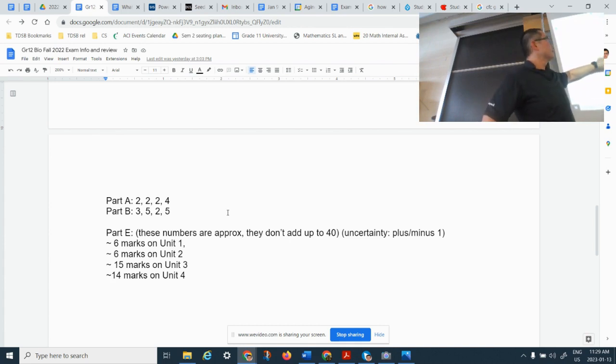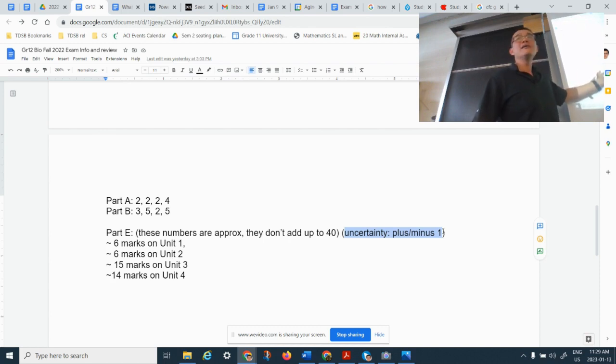So these numbers mean the following. For Part A, 2 marks on Unit 1, 2 marks on Unit 2, 2 marks on Unit 3, 4 marks on Unit 4. Okay. For Part B, the matching, 3 marks Unit 1, 5 marks Unit 2, 2 marks Unit 3, 5 marks on Unit 4. Okay. I was tired when I was counting this part, so there is an uncertainty level of plus or minus 1. Okay. But again, you can see it is leaning heavy to Unit 4 and Unit 3 on the multiple choice section. Okay. Because if I evenly split it, it will be a lot harder. Any questions?